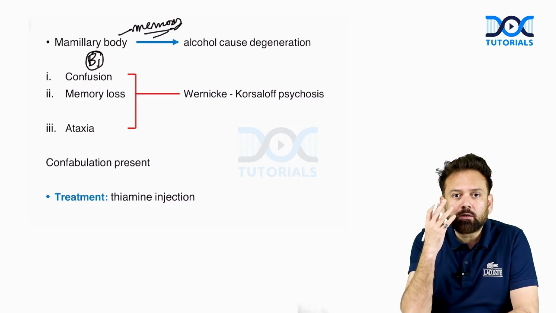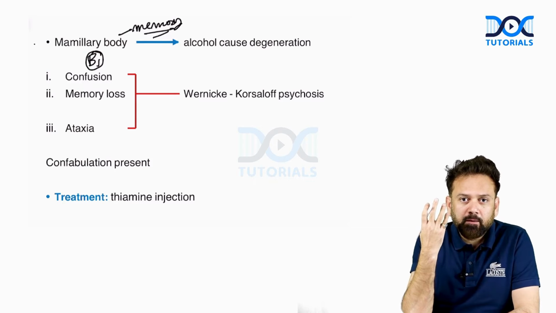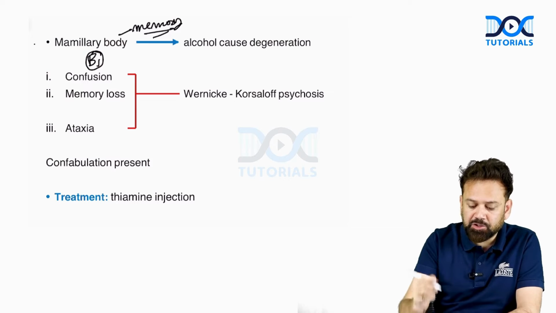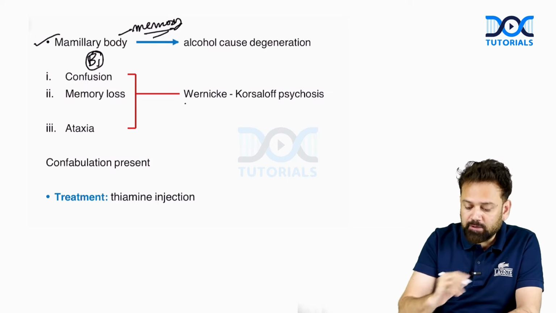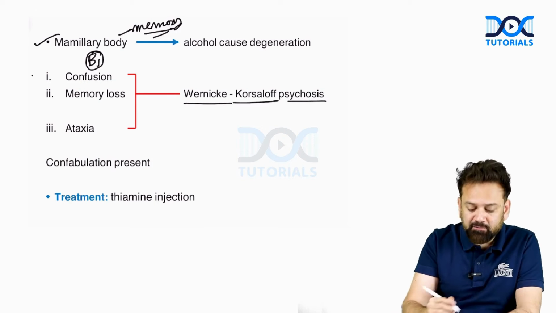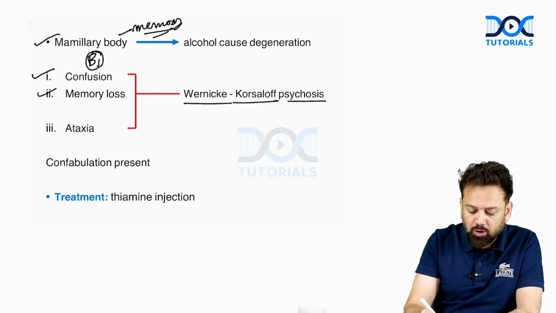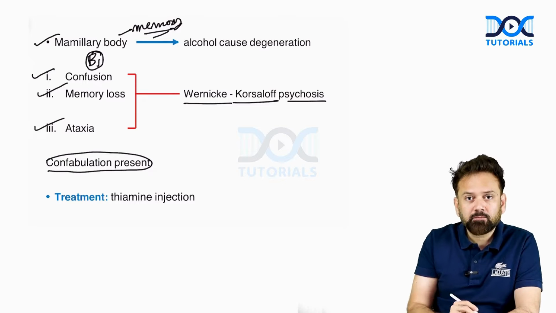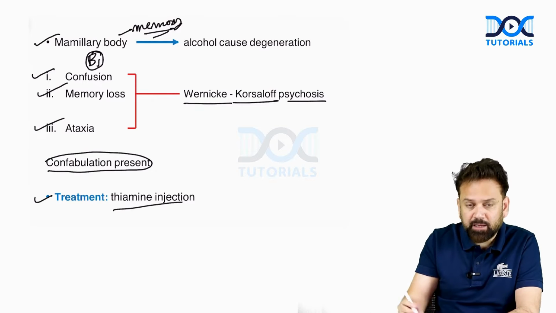So those who are chronic alcoholic, they will not take enough vitamin B1 and there will be degeneration of mammillary body, and those will have Wernicke's, Korsakoff psychosis, and the triad will be confusion, memory loss and ataxia, and they will also have confabulation. What is the treatment? Give injection of thiamine.